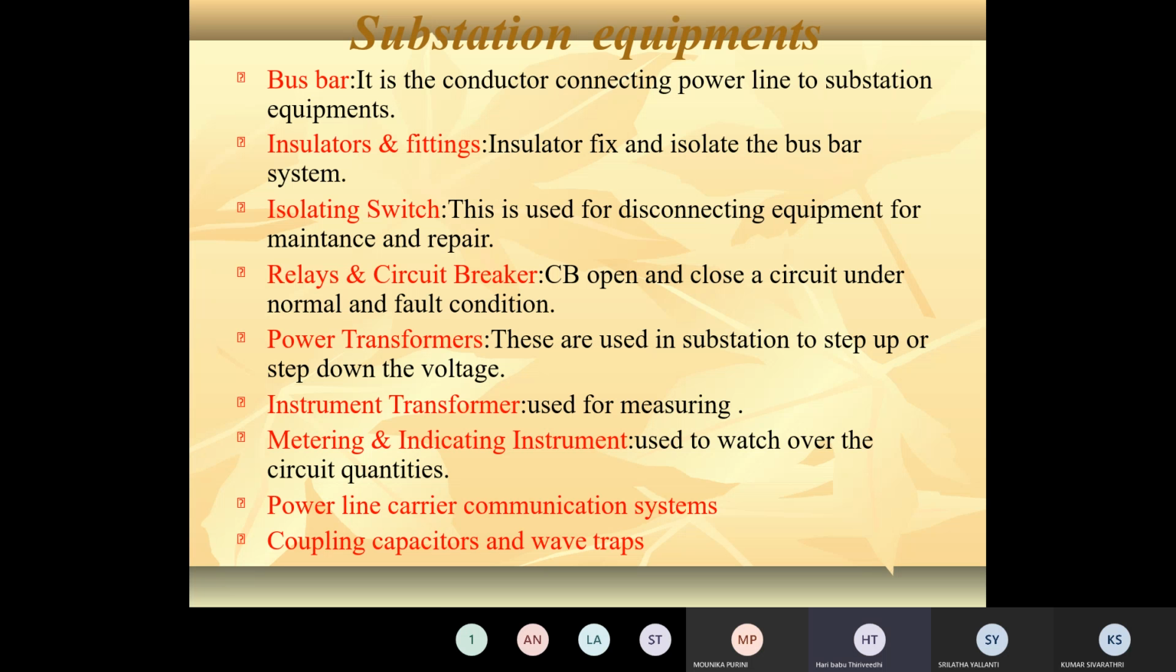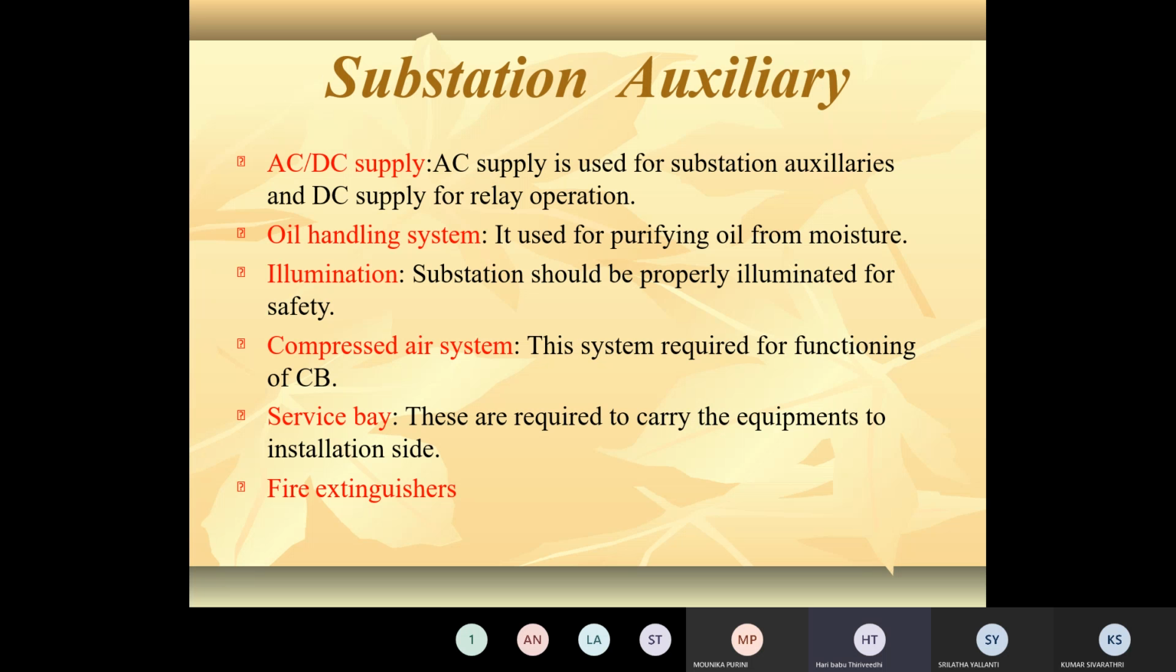Next, power line carrier communication system and coupling capacitor wave traps, I will explain later. Next, AC and DC supply. AC supply is used for the substation auxiliaries. Why? Because in the substation itself, a control room is there, a staff room is there. For that, we utilize AC supply. And DC supply is used for relay operations, right? And the oil handling system.